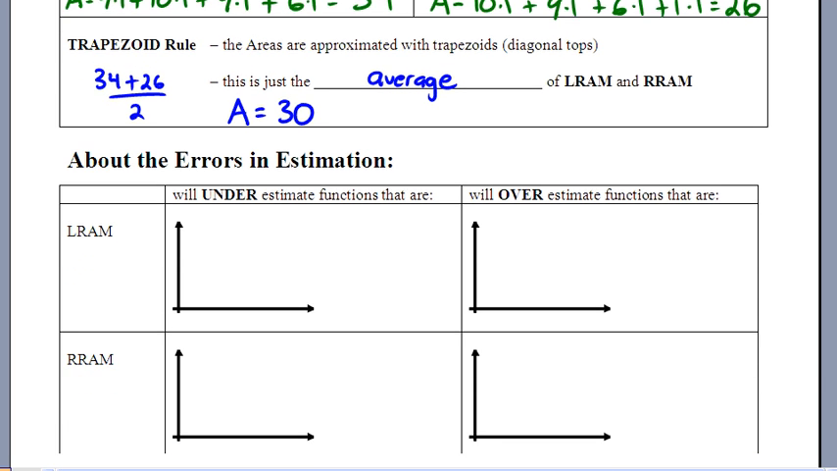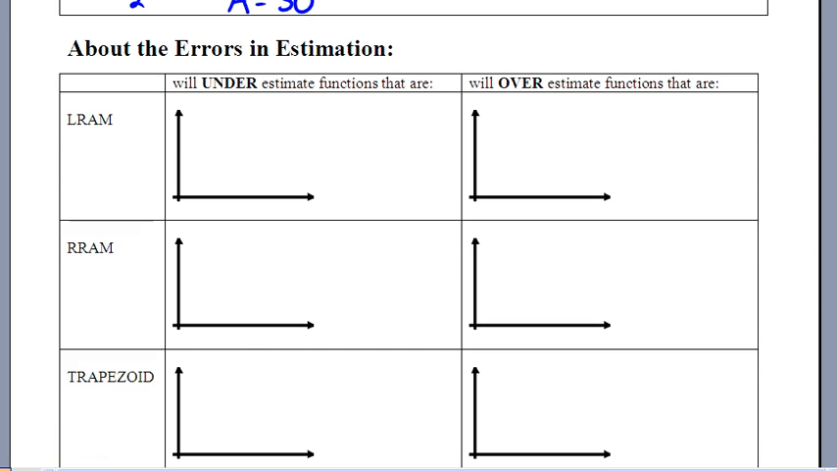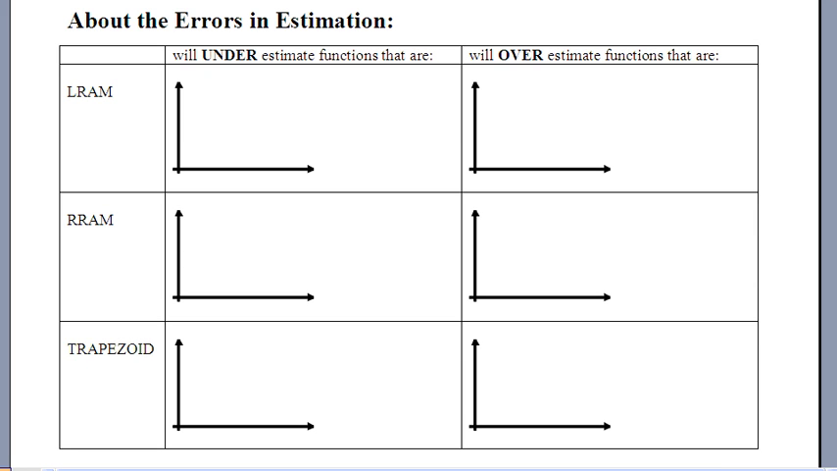Okay, last thing for this lesson, we have to be aware of estimating errors, knowing whether your LRAM or RRAM or your trapezoid rule is going to under or overestimate the true answer. And it really depends on some qualities of the function. It might be whether it's increasing or decreasing, or it could depend on its concavity. You will get an underestimate of LRAM every time you play around with a graph that's increasing.